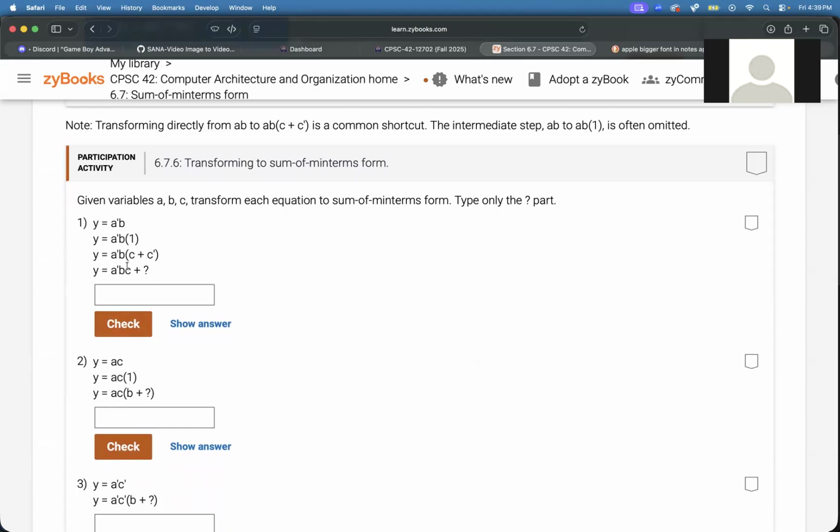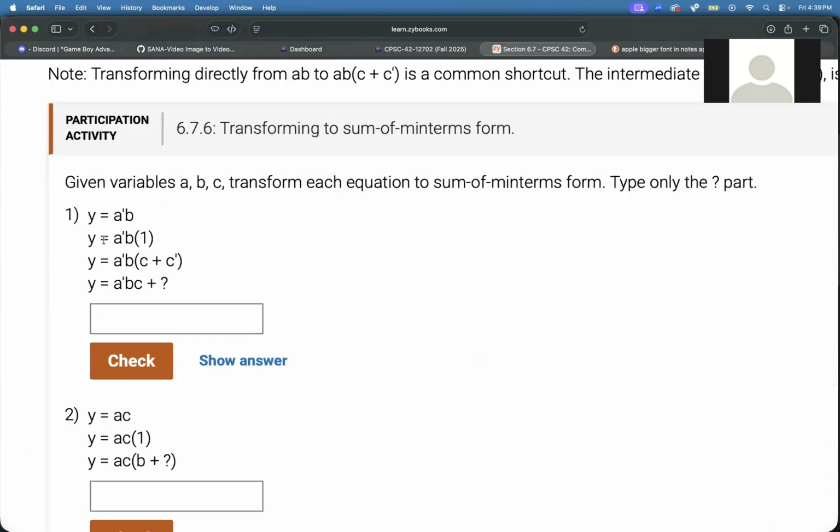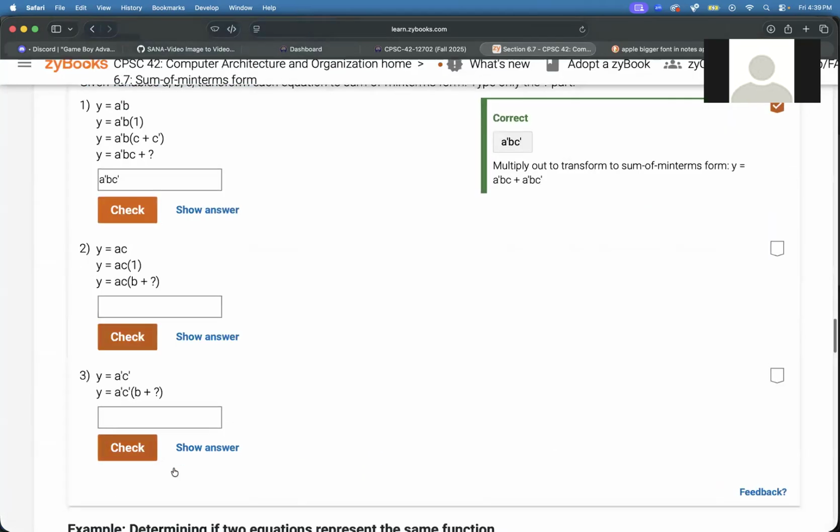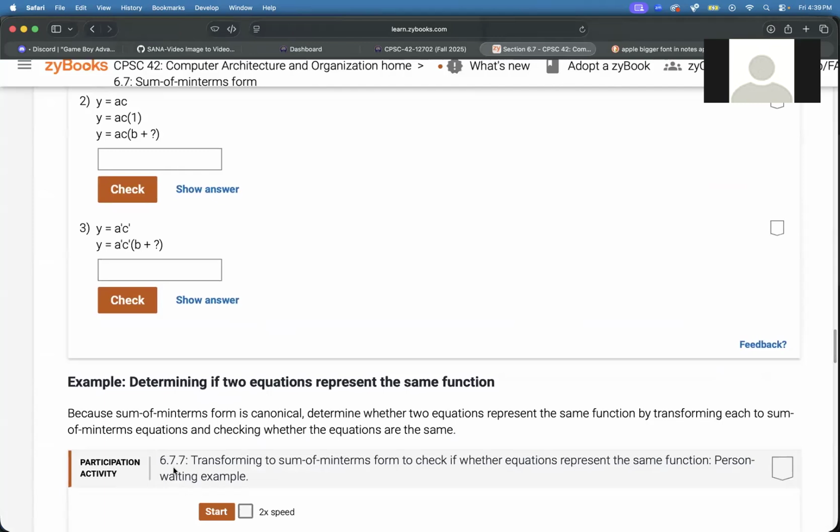So on these, we're filling them in. So it's the same thing. Not A, B, not A, B times one, not A, B times C plus not C. And then if you FOIL it, not A, B, C, and then you have not A, B, not C. And that's probably plenty.